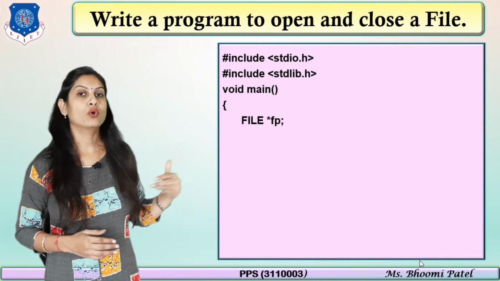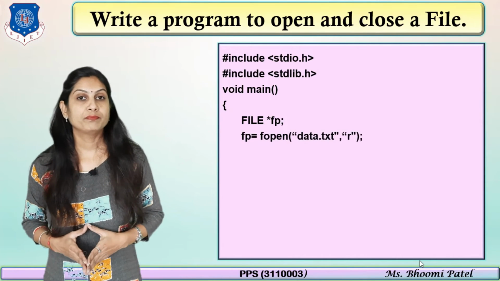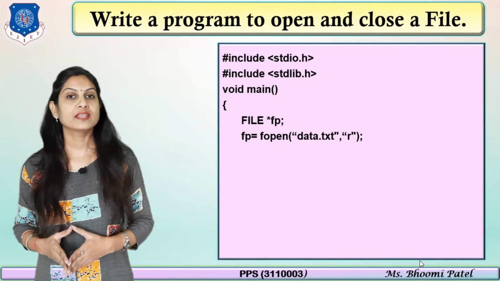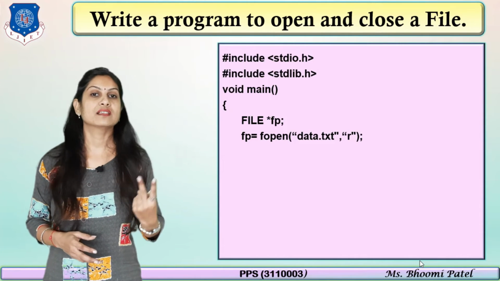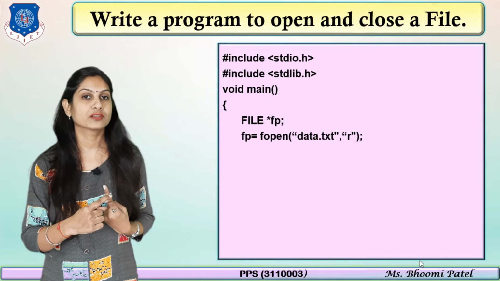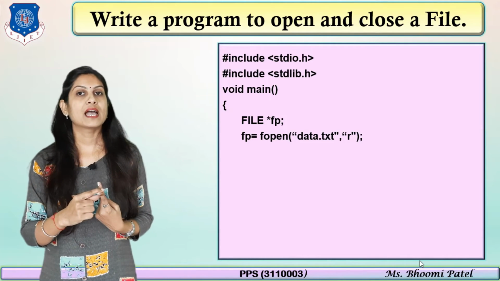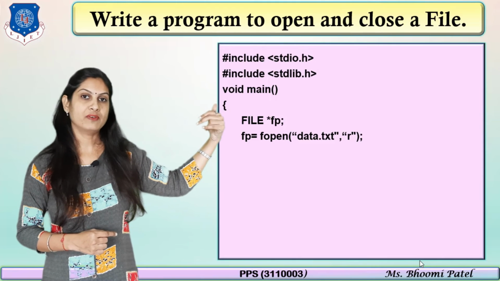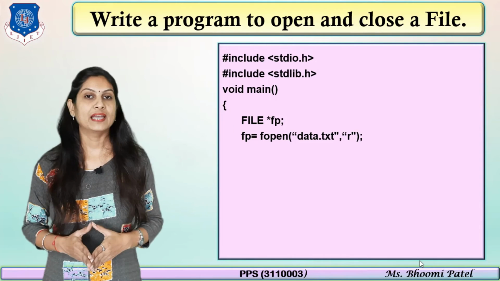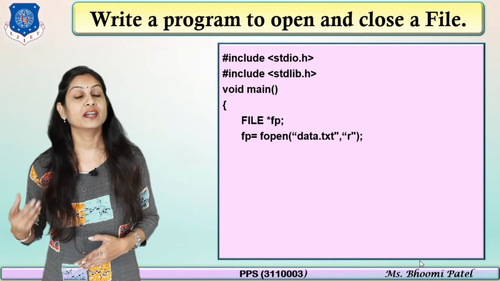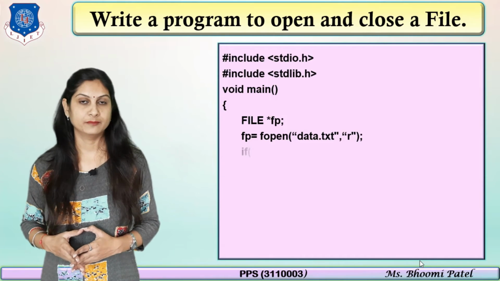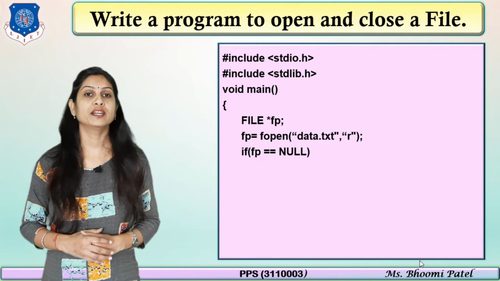After that we have to open the file. So fp equals fopen, and inside it we have to pass two parameters. The first is the file name and the second is the mode. Here I am using the data.txt file, so I put that name, and then r means we are reading the data from that file.